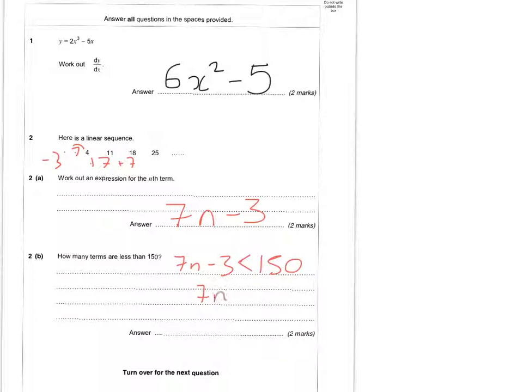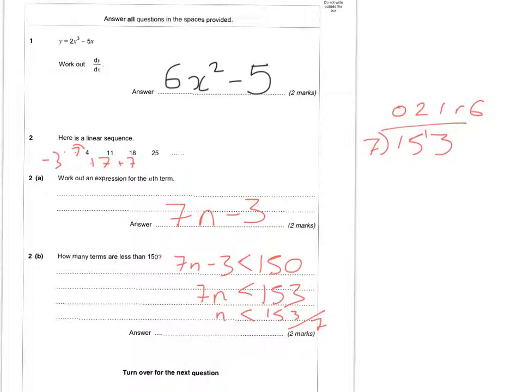So 7n is less than 153. n is less than 153 over 7. 153 divided by 7 is 21, remainder 6. So it is the 21st term, so there's 21 terms less than it. The 22nd would be more.